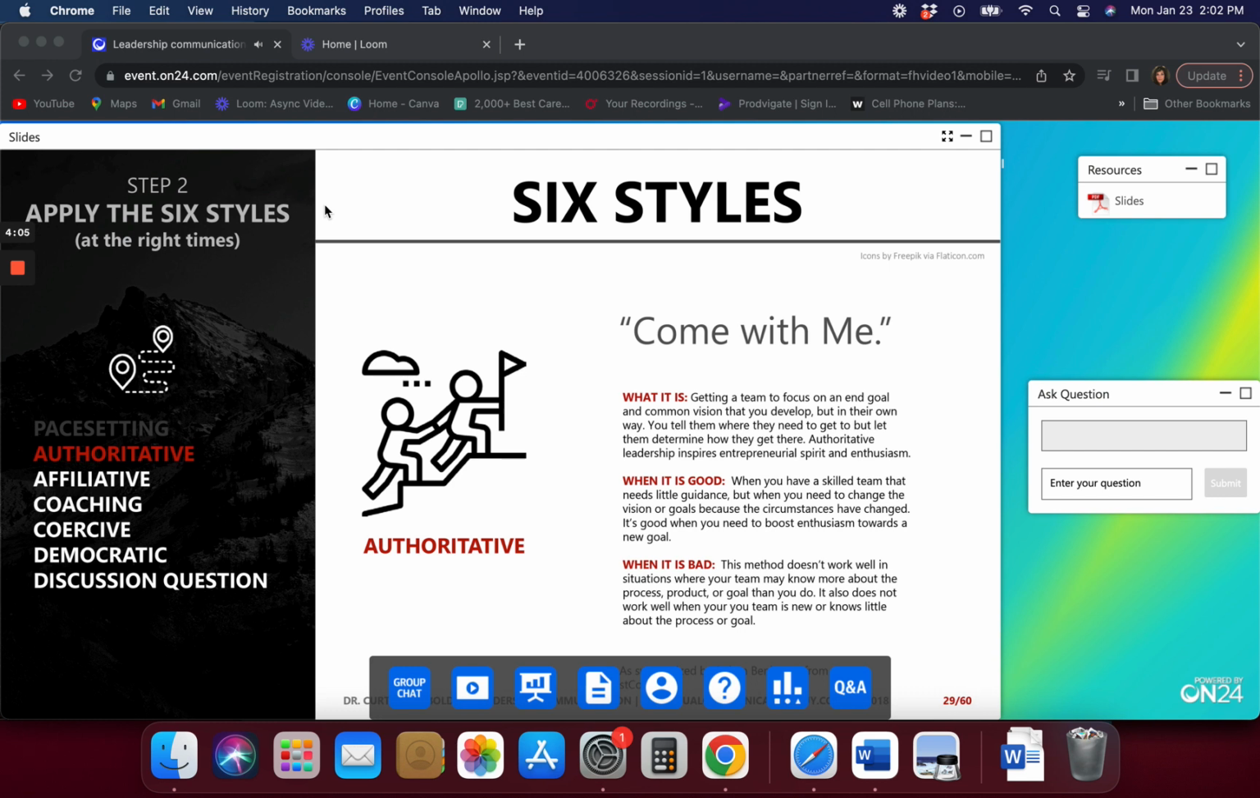You tell them where they need to get, but let them determine how to get there. Authoritative leadership inspires entrepreneurial spirit and enthusiasm. It gives a little bit more of that flexibility.